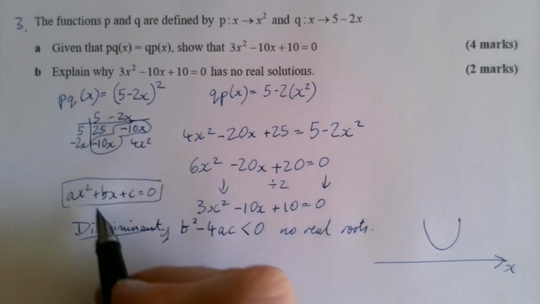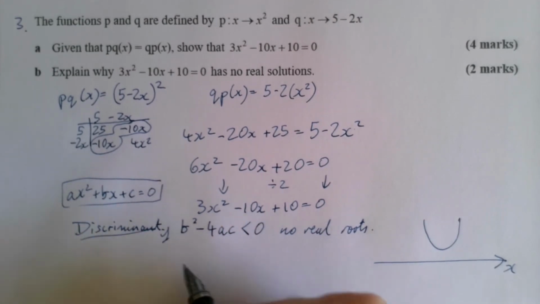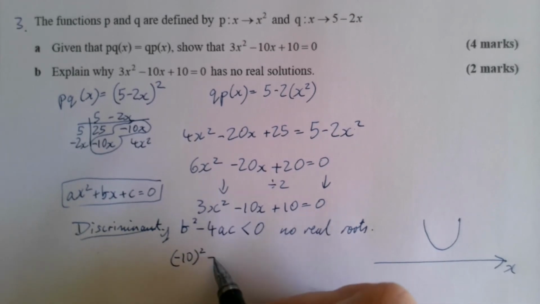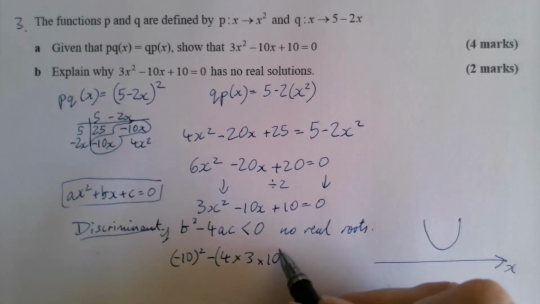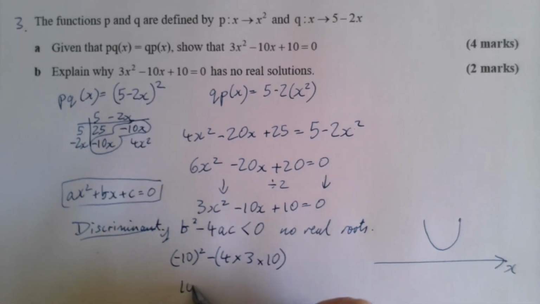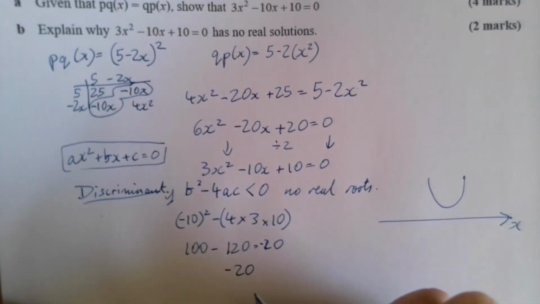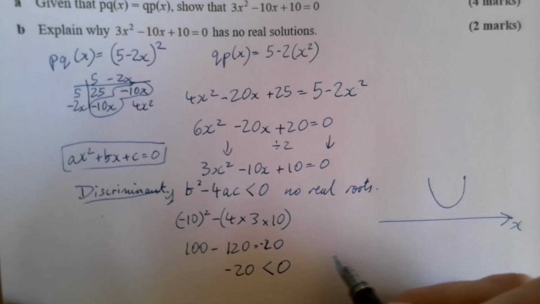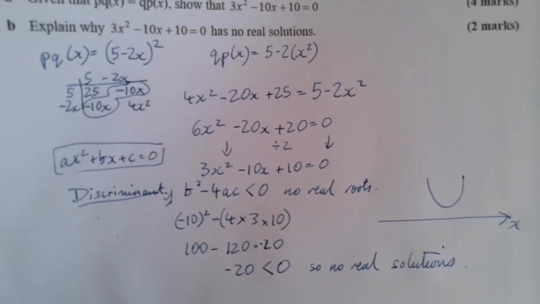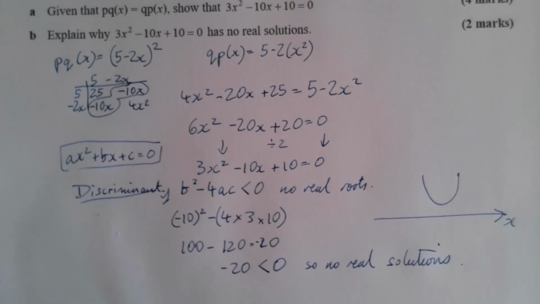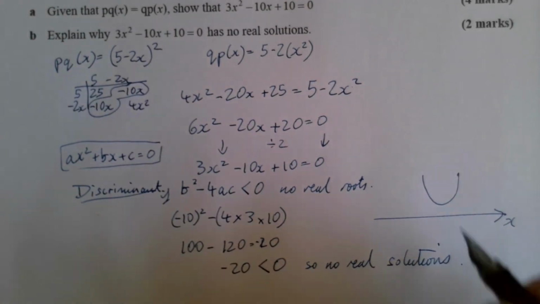So let's just pop that in. So b is negative 10, so negative 10 squared take 4 times 3 times 10 becomes 100, take 12 times 10 is 120, is negative 20, so you can say negative 20 is smaller than 0, so no real solutions.